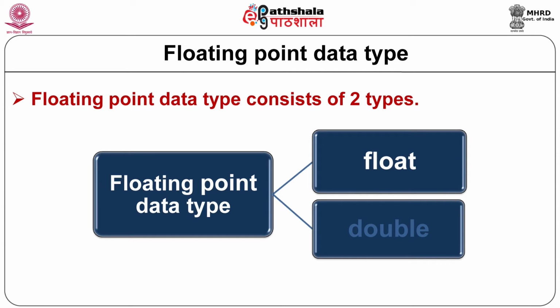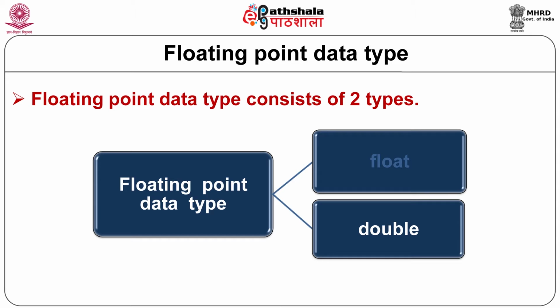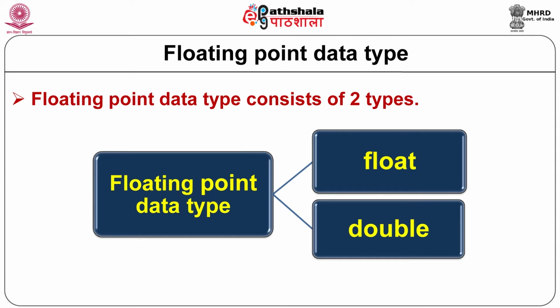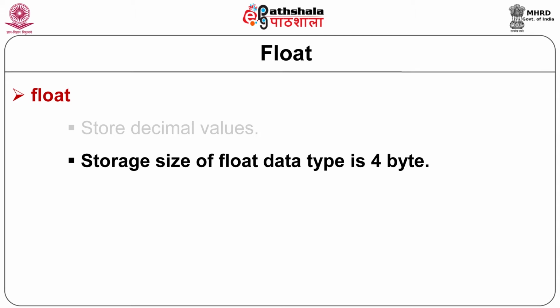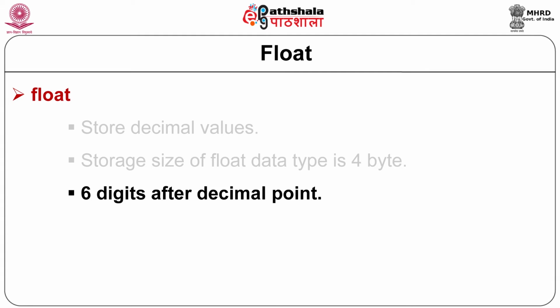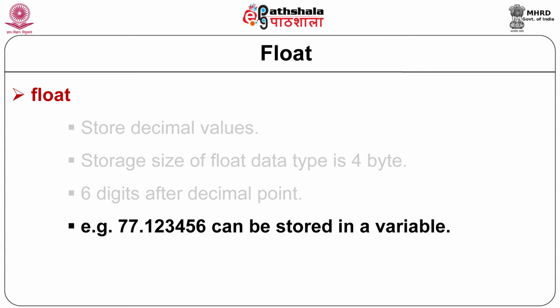Floating point data type. The floating point data types are classified as float and double. You can see them one by one. The float data type allows a variable to store decimal values. Storage size for the float data type is 4 byte. 6 digits after the decimal point can be considered. For example, 77.12345 can be stored in a variable.